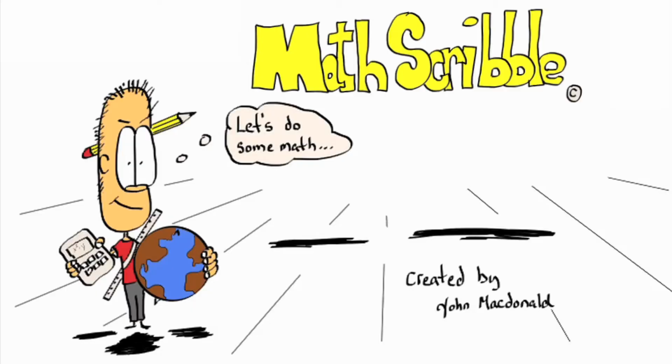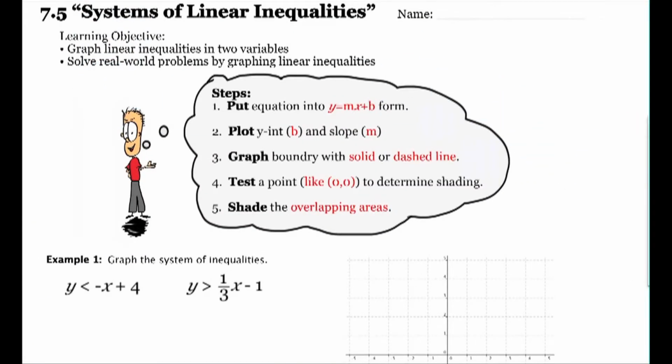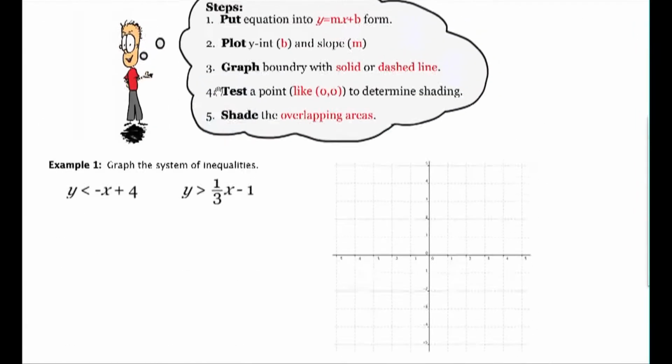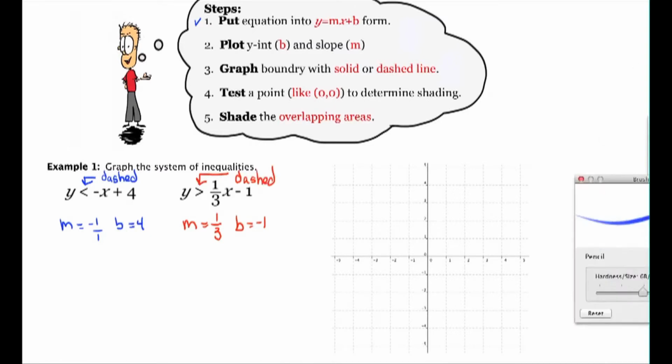In this video, we're looking at systems of linear inequalities. So we're looking to graph linear inequalities in two variables, and we have our 5 steps in order to do that. The first one is to put the equation into y equals mx plus b form so we can read the slope and y-intercept. These two equations are already there. They're solved and put into y equals mx plus b.